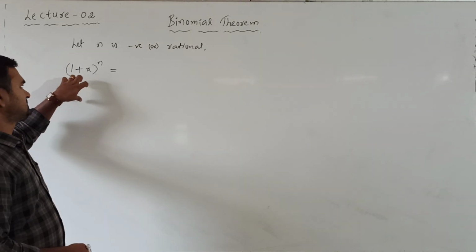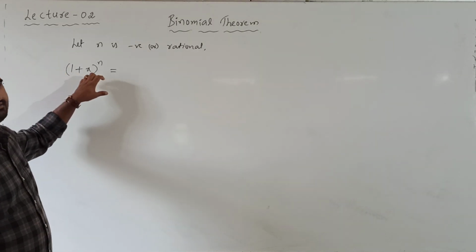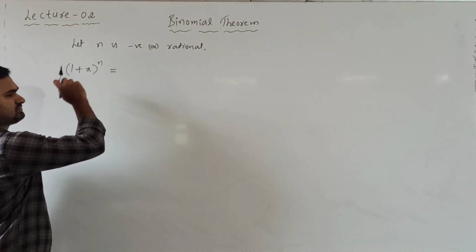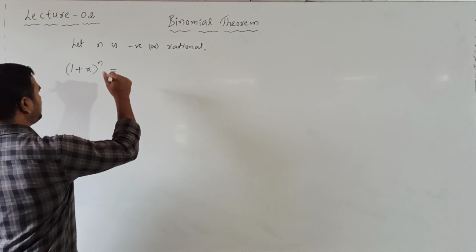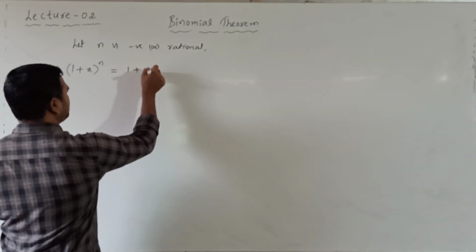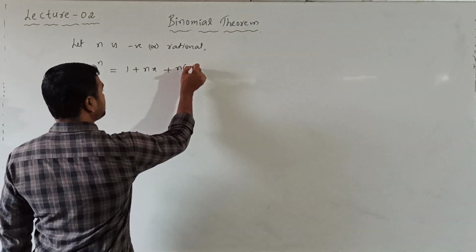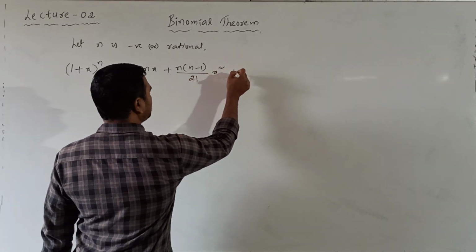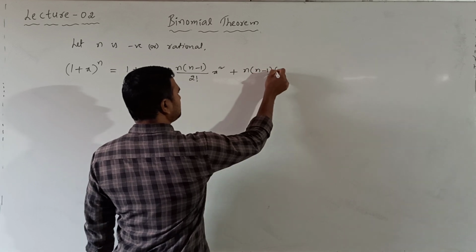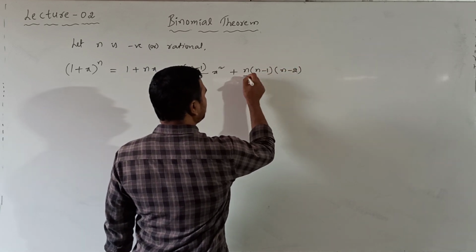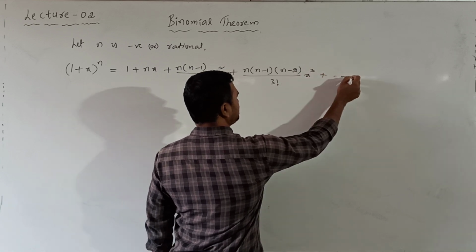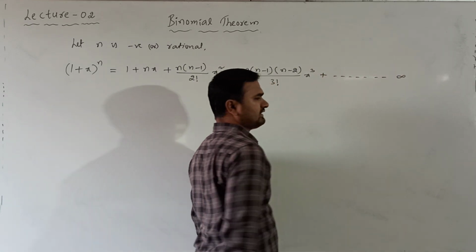Now even if the expansion is given in terms of some a + b or x + y, we have to convert it in terms of (1 + x)^n, then we can apply this formula: 1 + n x + n(n - 1)/2! x^2 + n(n - 1)(n - 2)/3! x^3 + and so on up to infinity.